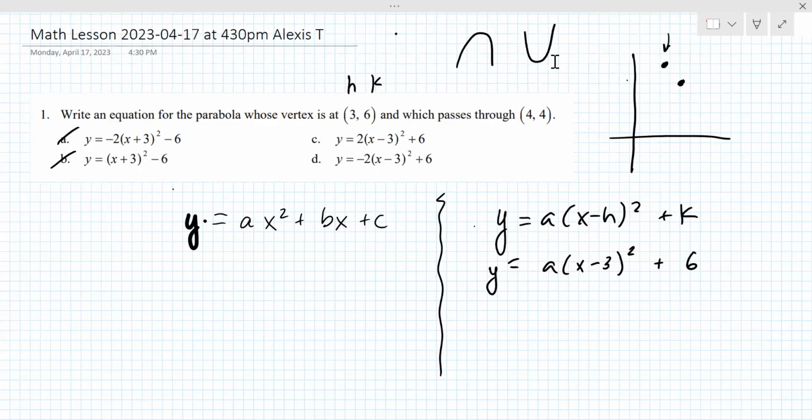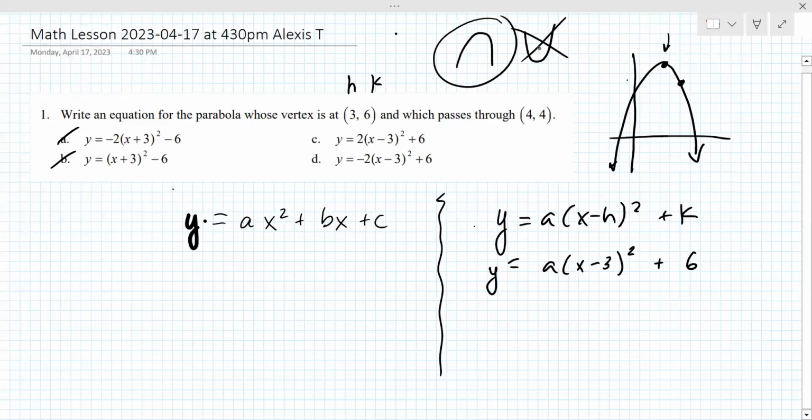Right side up. Okay, so it has to be the one on the left, because the only way to get from the vertex, which is the min or the max, is to go down like that. So that helps you to answer this question, because the difference between C and D is that C opens up and D opens down.